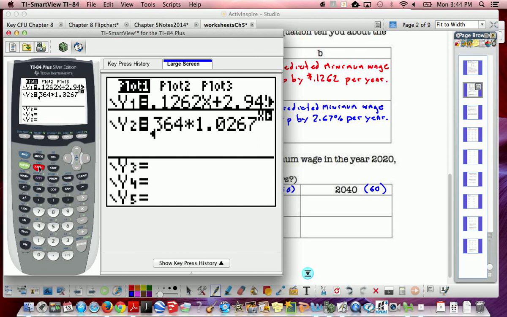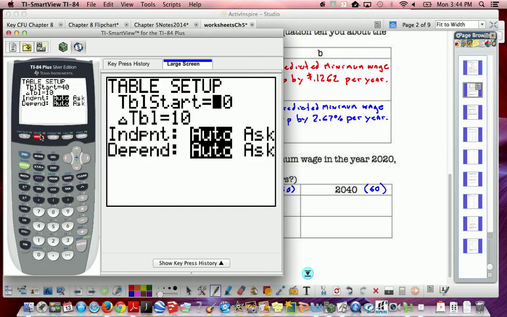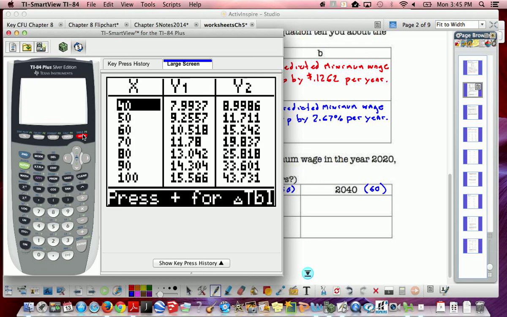Now if I go to my table set, this is the neat thing that you can do. I'm going to start it, as you can see here, at 40, and I'm going to have it go up by tens. So it lists 40, then 50, then 60, and it's going to give me my three answers right away. When I go to my table, remember my first equation was my linear results, so $7.99 and $9.26 and $10.52. And then you can see it for the exponential there, $9, $11.71 and $15.24.